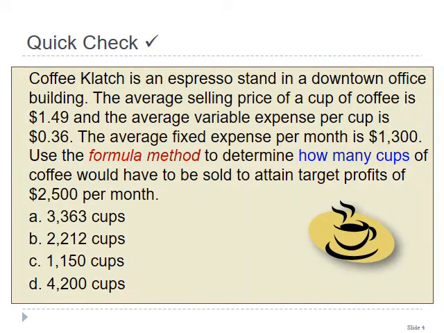So here comes a real challenge. I have put a quick check. So pause the video here and try to solve it by yourself, and at the end we're going to do it together. Just do it by yourself.